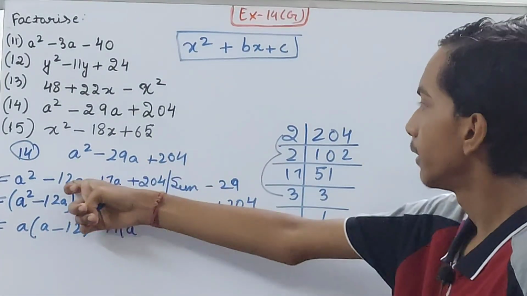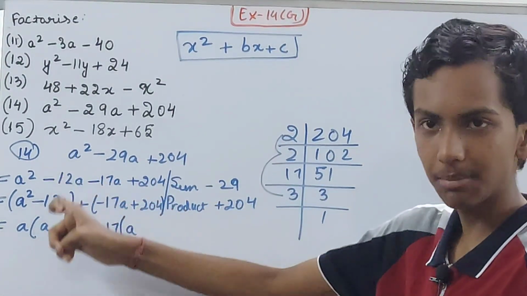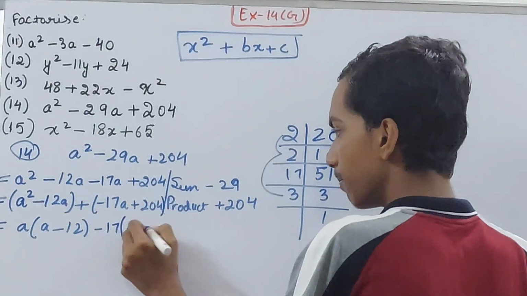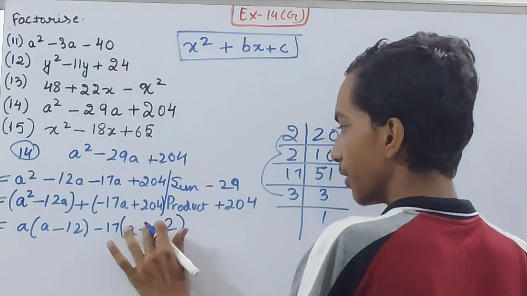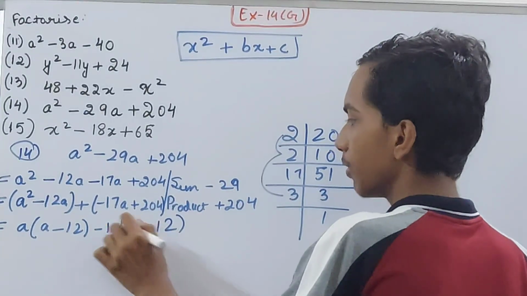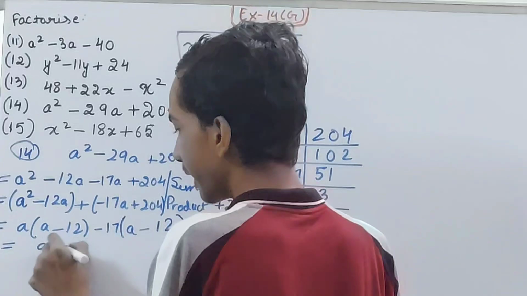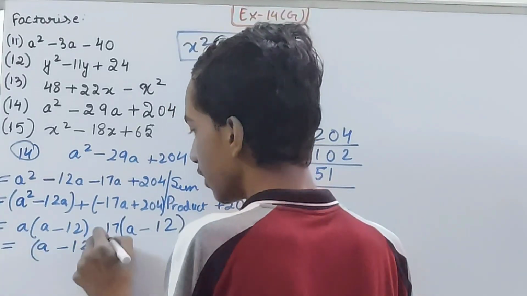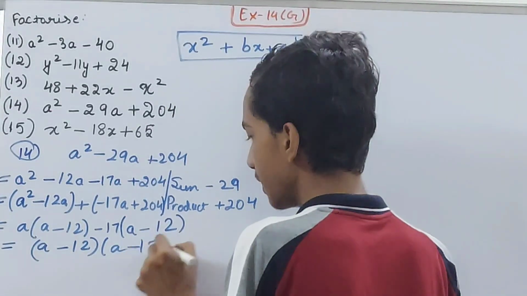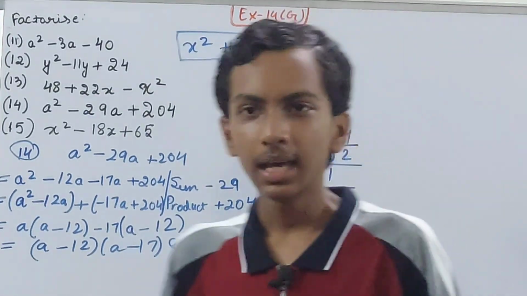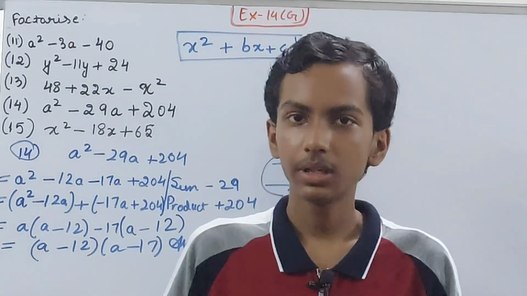See, 12 and 17, right? So 12 times it goes. 17 into 12 is 204. So we are left with what? Plus 12 here. Sorry, not plus, minus, because we have taken minus outside. Now we can take the common as minus a minus 12, and you will have a minus 17 over here, which is what? Your final answer. Right, that is it. And now let's move on to the next question.